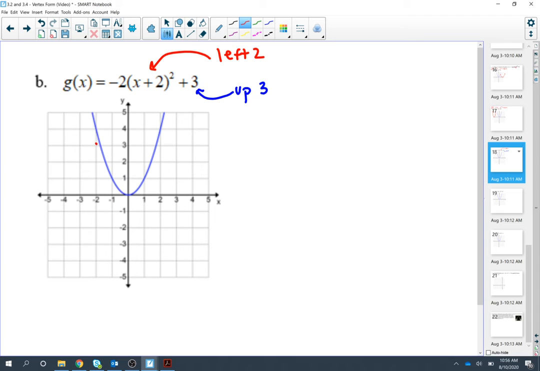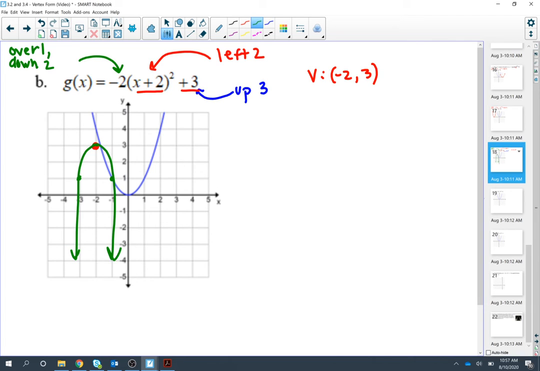1, 2, 3. There is your new vertex, which is why this is also called vertex form, because you can very easily look at it and say, oh, positive 2, positive 3, which means my vertex is at negative 2, positive 3. It's very easy to look at this form and identify exactly where the vertex is. Then once you have your vertex, over 1, down 2. So over 1, down 2, over 1, down 2, and then you draw your new parabola.